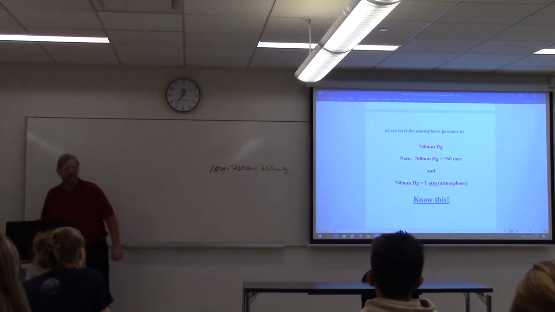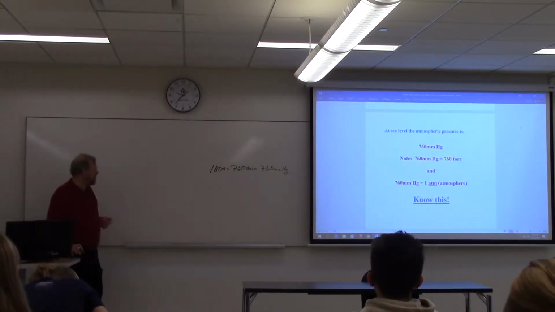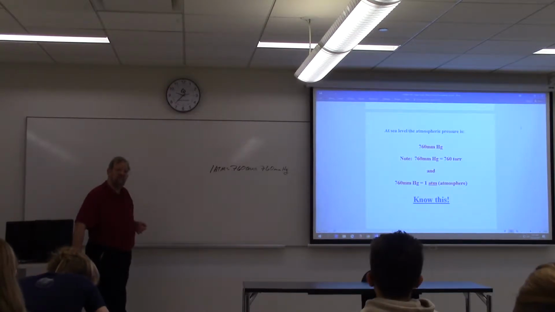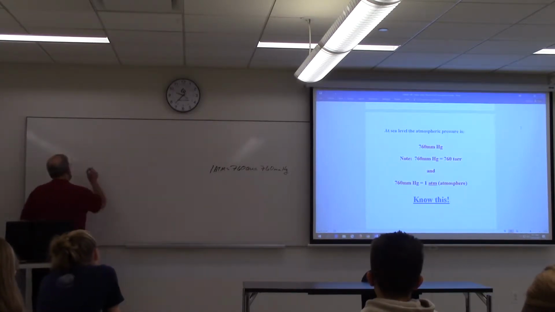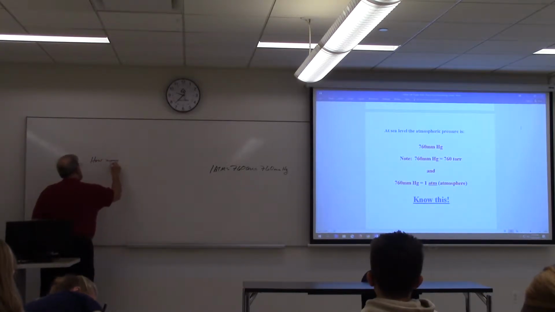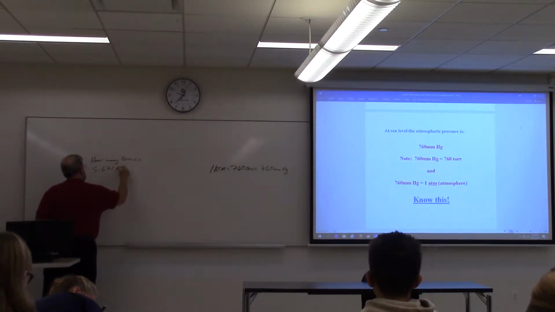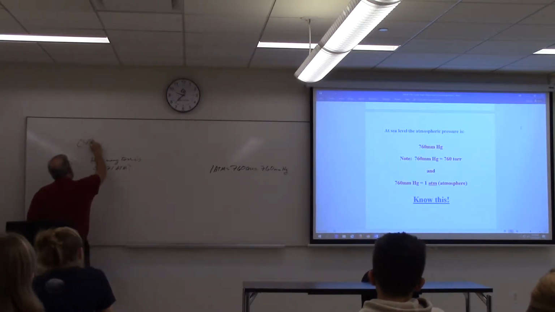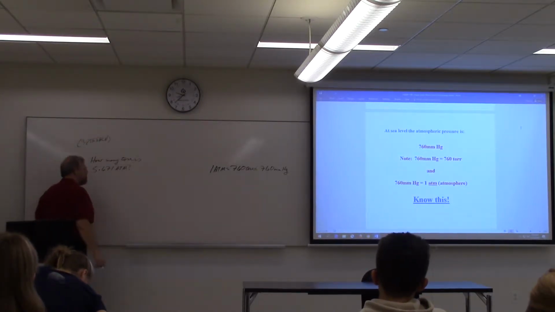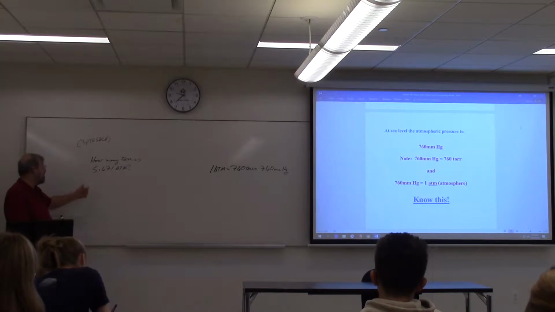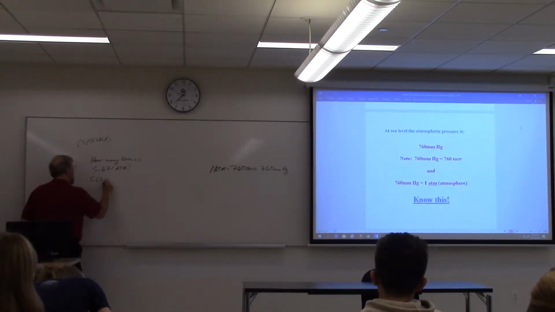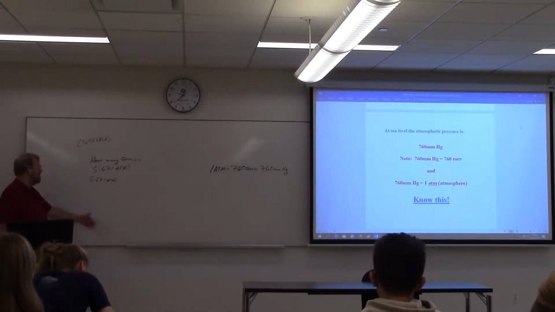At sea level, 1 atmosphere is defined as 760 torr, and since 1 torr equals 1 millimeter of mercury, that's also 760 millimeters of mercury. And the question would be, how many torr is 5.671 atmospheres? What are we given? Well, you look at there and we say 5.671 atmospheres. What are we being asked to find? How many torr?